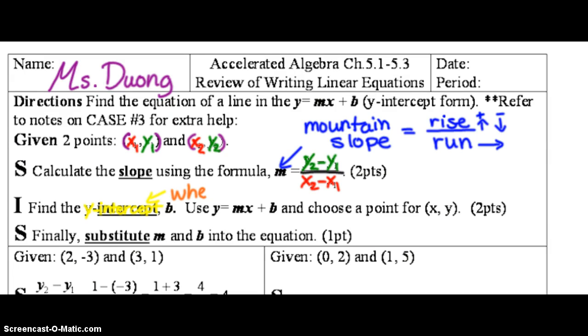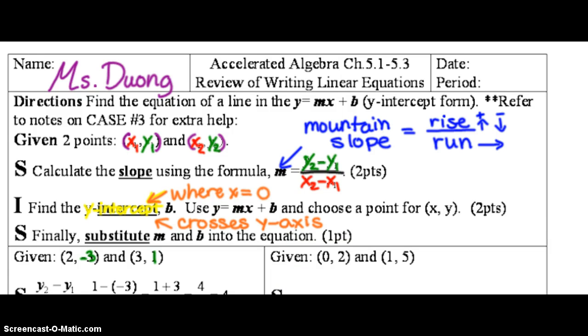Second step is to find the y-intercept. Do you remember where that's located? Great, it's where x equals 0. It's where the line crosses the y-axis. We call that the intersection of the line and the y-axis. Just like an interception in a football game, the y-intercept intercepts the y-axis. The last step is to substitute the m, known as the slope, and the b, the y-intercept, into the equation.